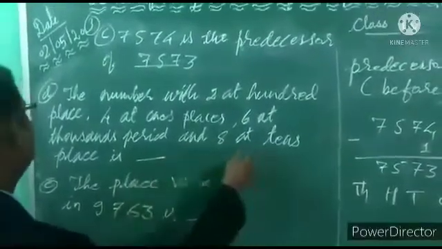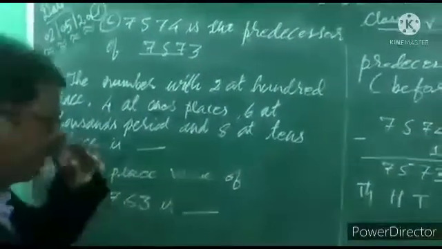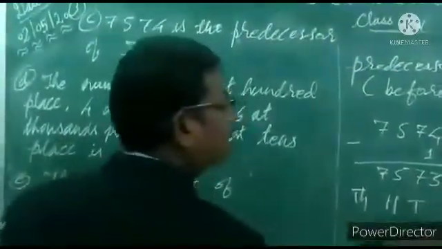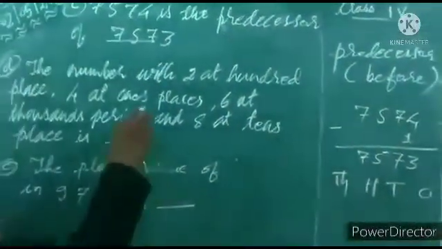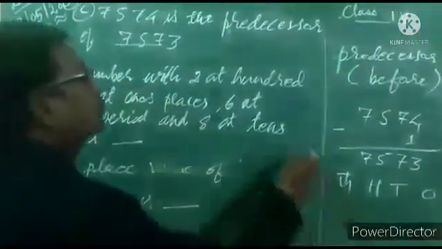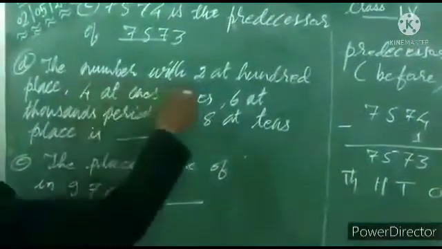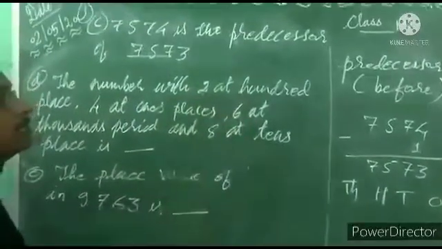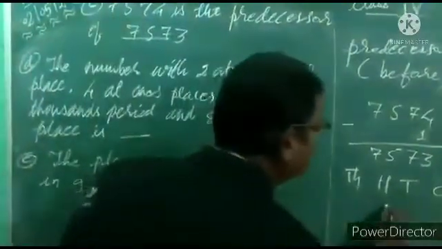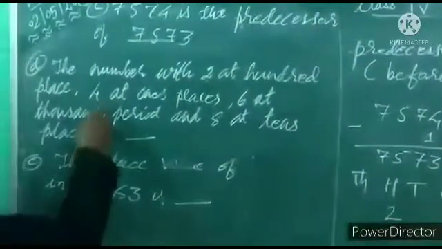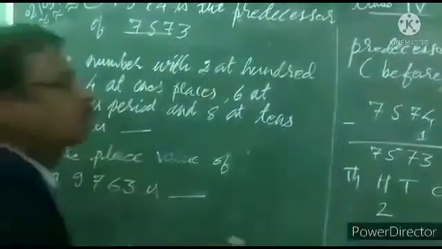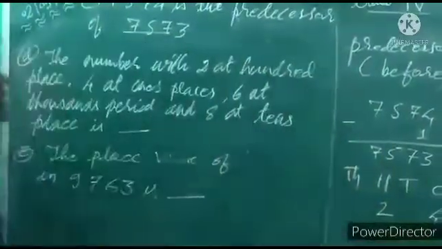Now D example: the number with 2 at hundreds place, 4 at ones place, 6 at thousands place, and 8 at tens place is dash. At first make a place value chart like this: ones, tens, hundreds, thousands. After that we put the numbers one by one below. The number with 2 at hundreds place, so below hundreds you put 2. 4 at ones place, so below ones place we put 4.